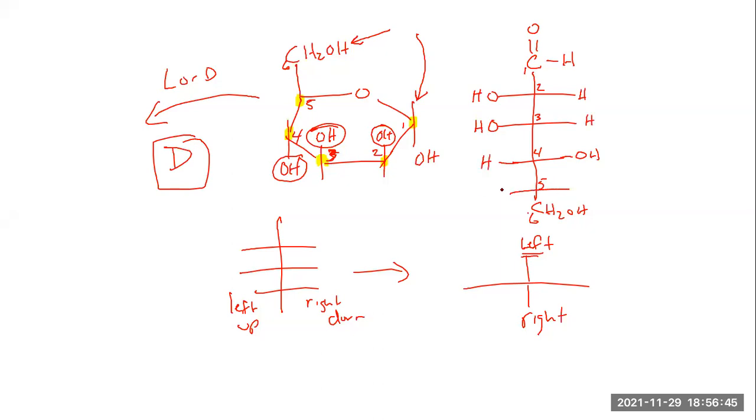Now, our last chiral carbon is actually determined by this, which is D, and D means right, which means on number 5 here, I should put my OH group on the right for my D. And now I have gone backwards and opened up the ring into the straight chain. Question on that there.